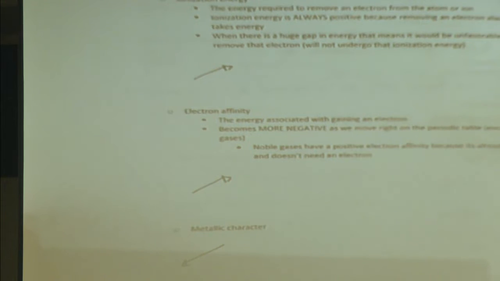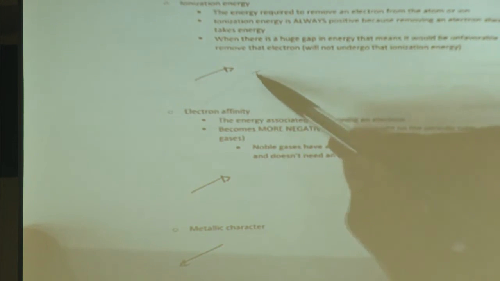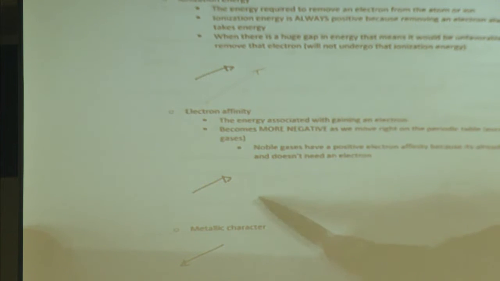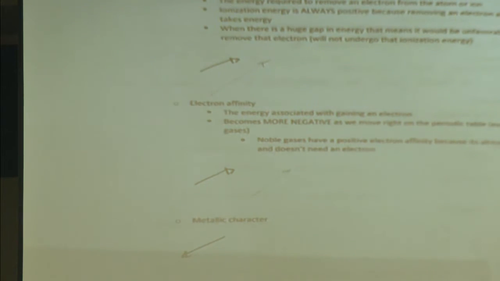All right. I'm going to save this stuff for you to go over and read, but this is our ionization energy trend. This is our electron affinity trend, or electronegativity. Oh yeah, electronegativity also has that same trend. And the metallic character is that way.